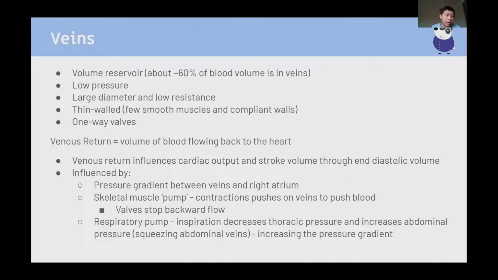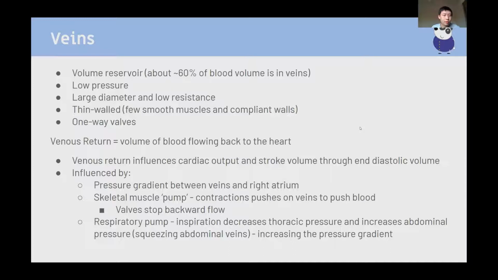Okay, so a little bit more about veins. Veins are sort of the volume reservoir. They actually contain about 60% of your blood volume. It's low pressure. They have a large diameter and low resistance. They also have thin walls. So if you've seen any of the histology images, you might know they have few smooth muscles and they have compliant walls. That just basically means they're sort of soft and not very rigid. And veins will also have one-way valves, to ensure that you don't get backwards flow.